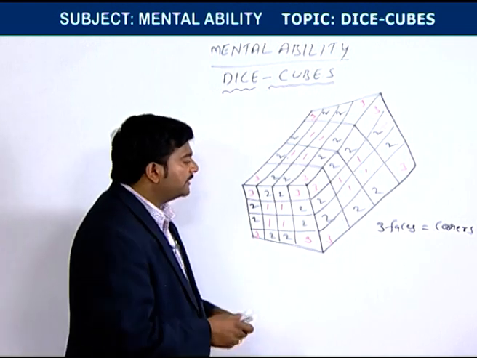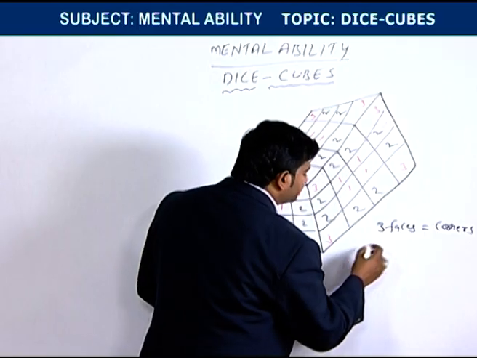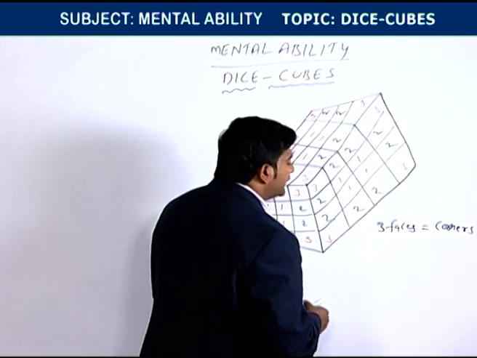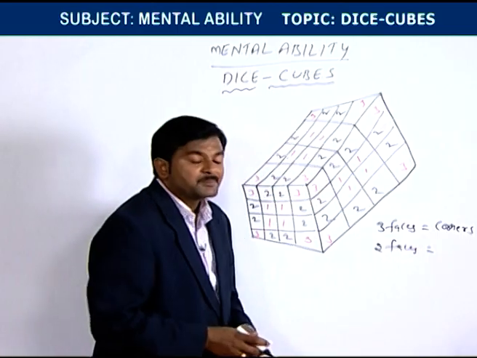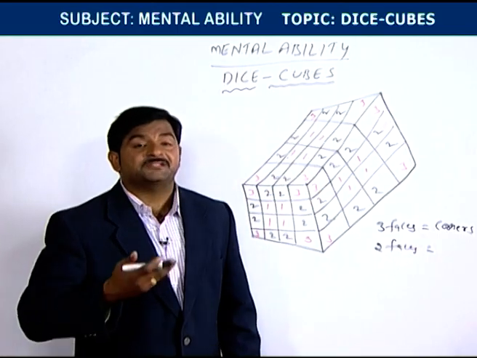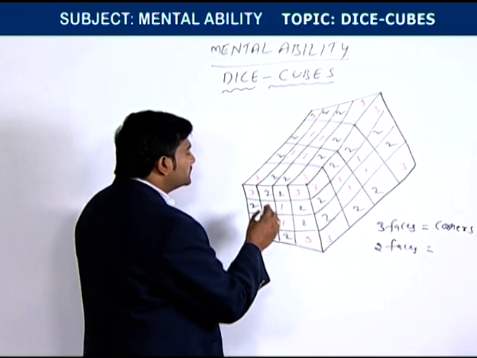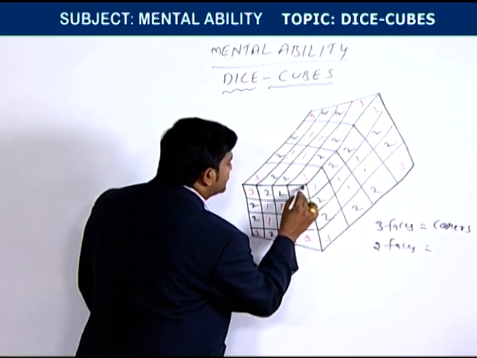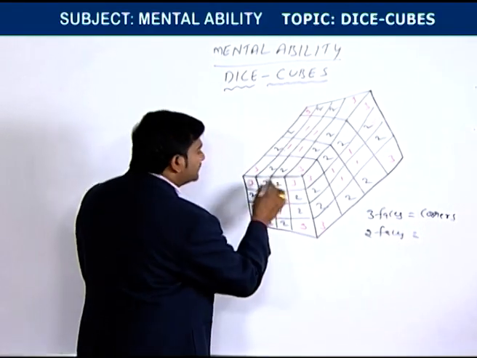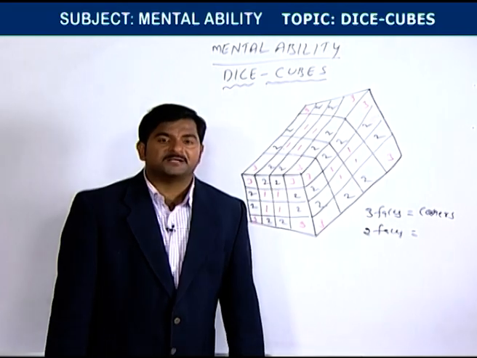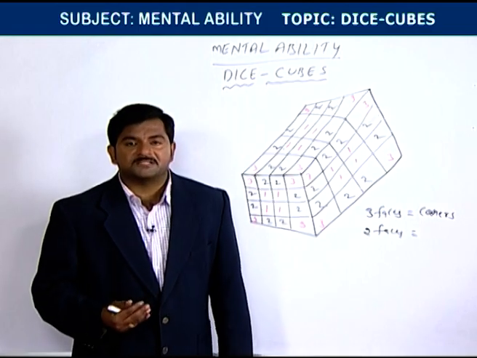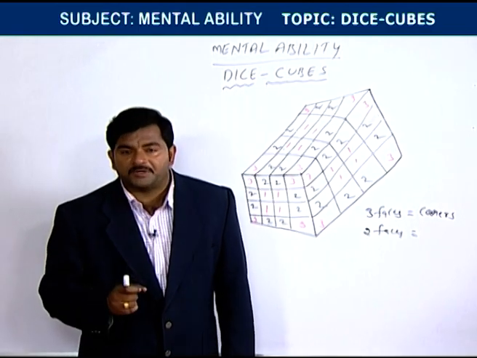Similarly, small cubes with 2 faces painted will be present on the edges of the big cube. Observe here, this is one edge. On this edge, 2 surfaces painted will be present on the edges of the big cube.